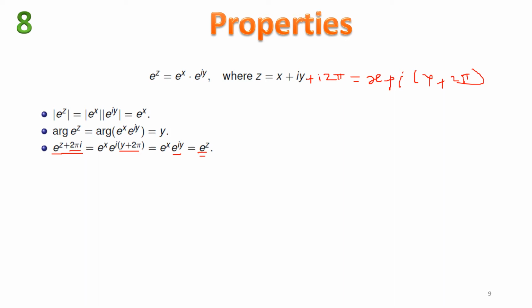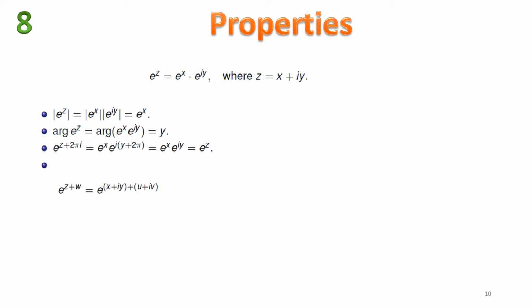Thus, here we conclude that the function e to the z is also a periodic function, and the period we normally write in terms of capital T is equal to 2 pi i. So the exponential of z function, which is a complex function by definition, has period of 2 pi i.